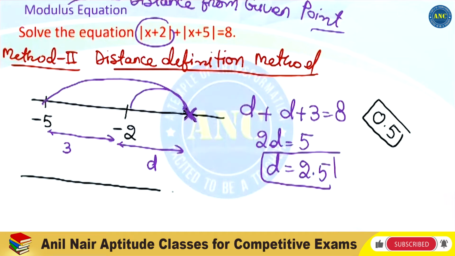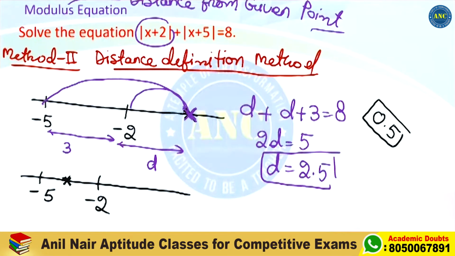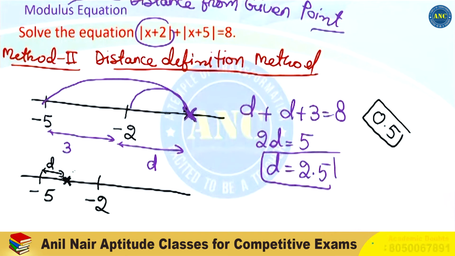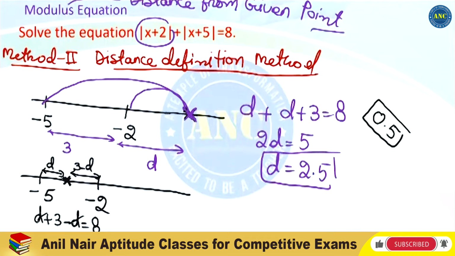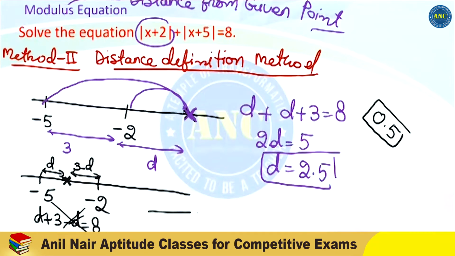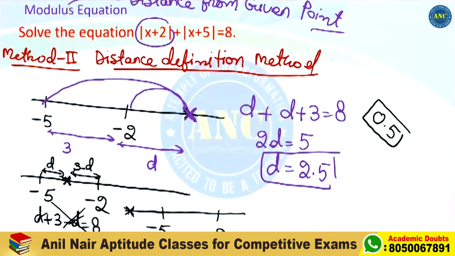Second case, suppose I take a number line, listen carefully, wonderful concepts. If I take a point from minus 5 to minus 2, if this is d, this will become 3 minus d. Are you all with me? d + 3 minus d = 8, so 3 = 8. This case is not possible. From minus 5 to minus 2 the case is not possible. Right hand side of minus 2 we got it. Now let me take a point to the left of minus 5.